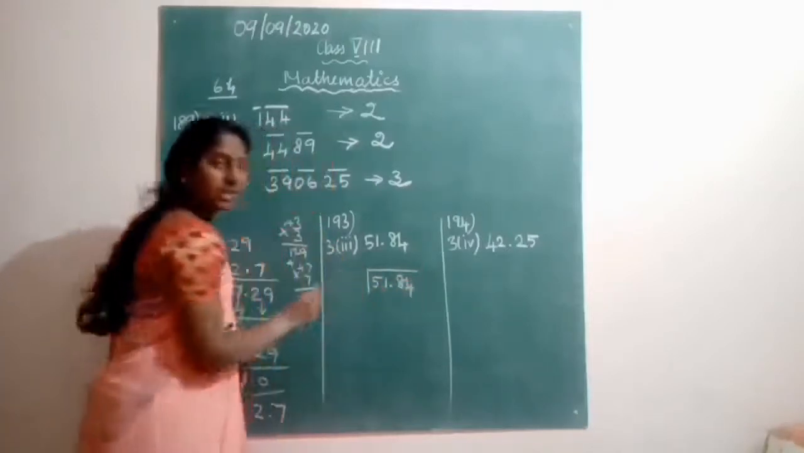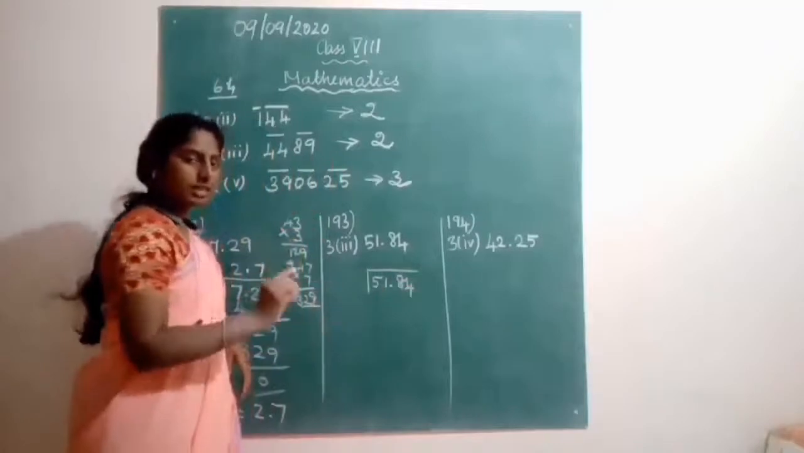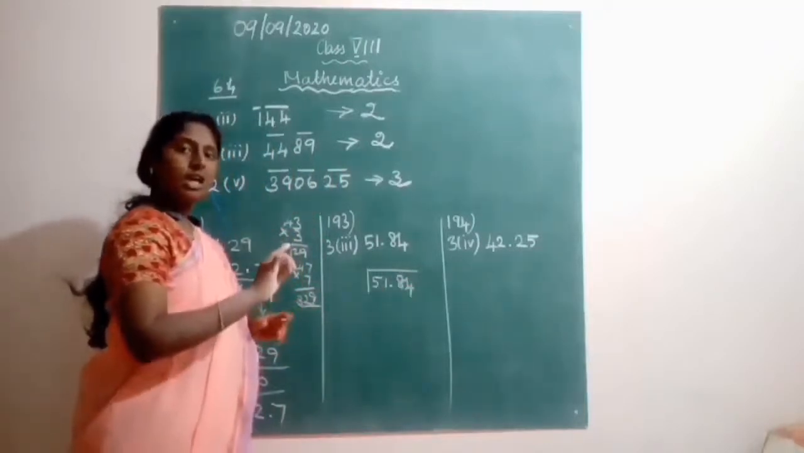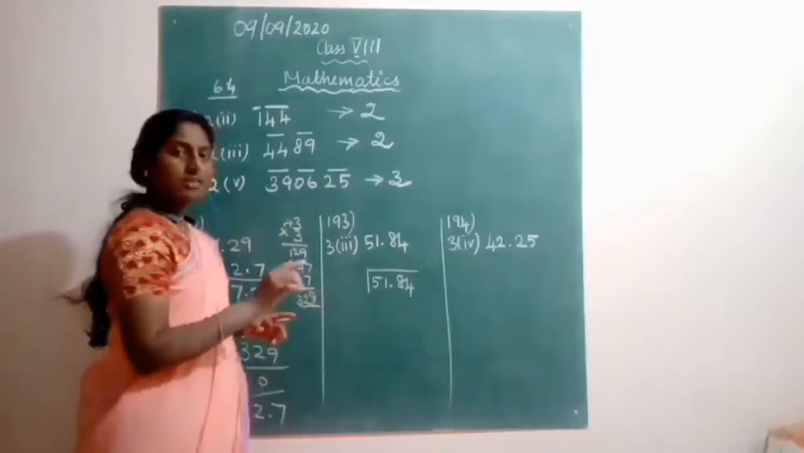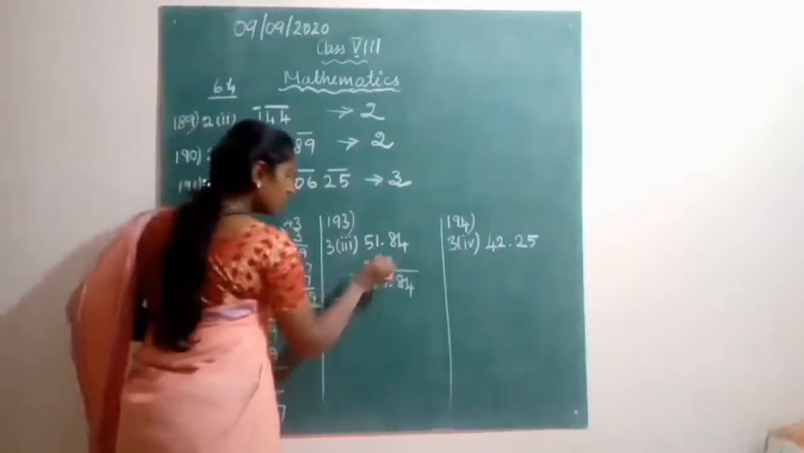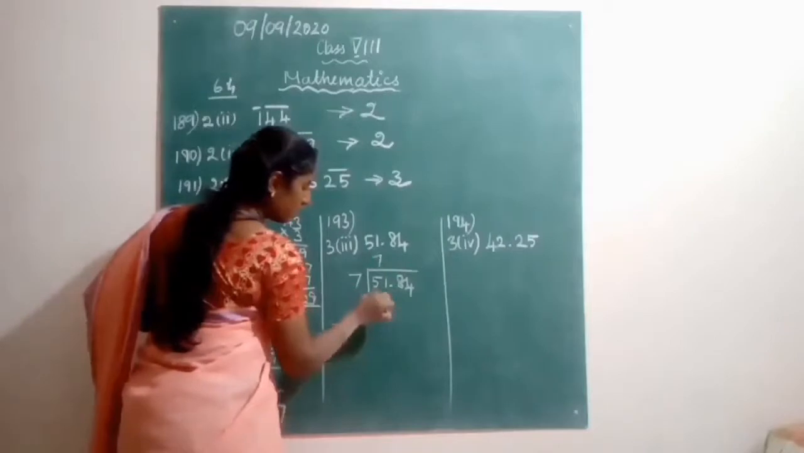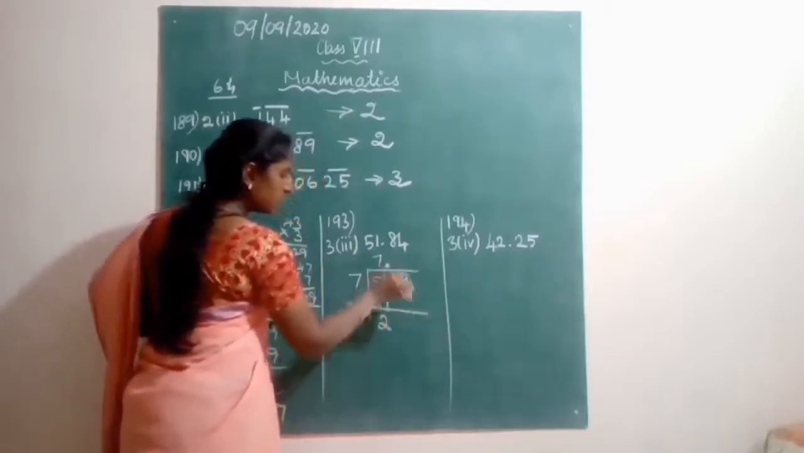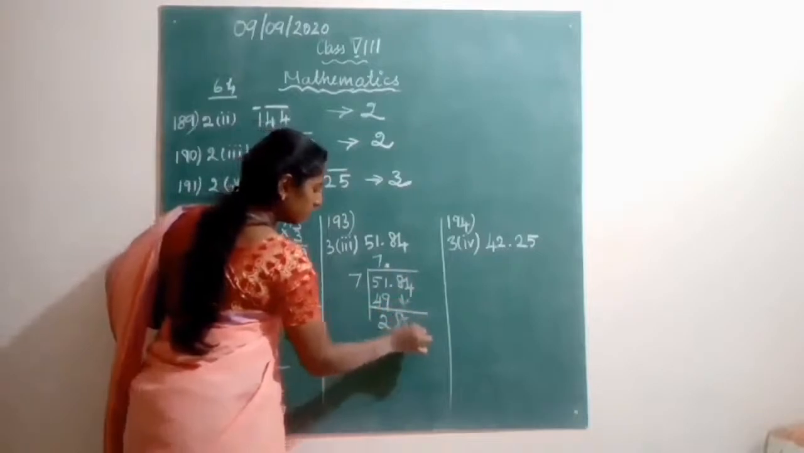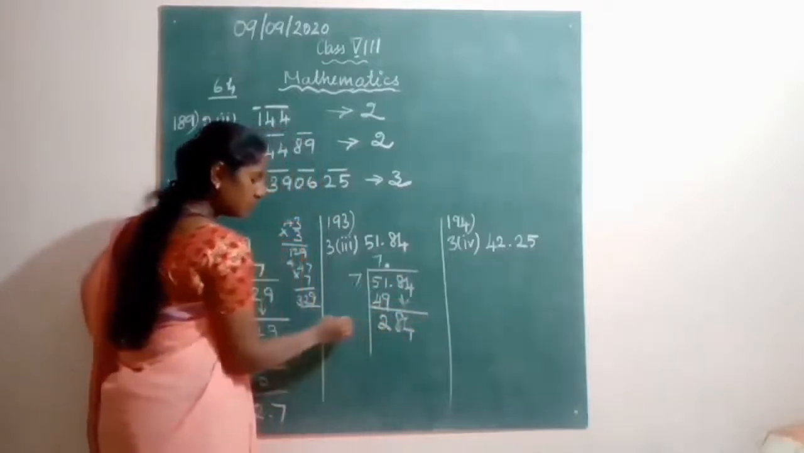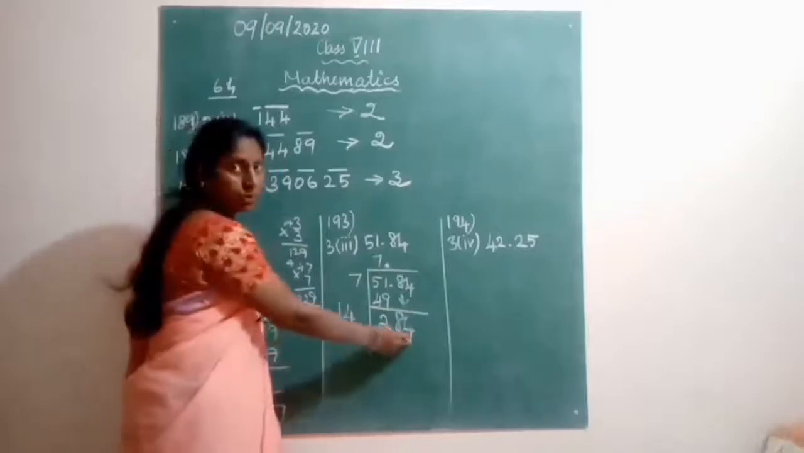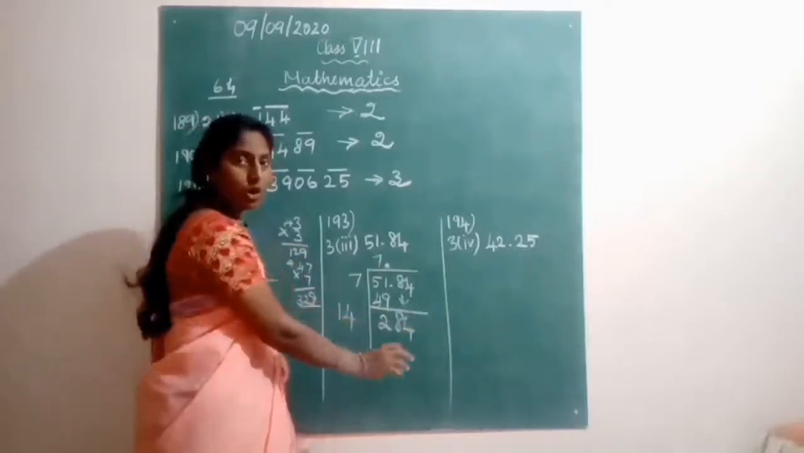Next, 51.84 is given. So here it is 51. 6 6s are 36, 7 7s are 49, 8 8s are 64. 64 is going beyond 51, but 7 7s are 49 is less than 51. Okay. Now subtract. What will you get? 2. Keep the decimal point and bring down 84. Okay. And 7 plus 7 is 14. Okay. So here it is 4. So either you have to write 2 or 8.